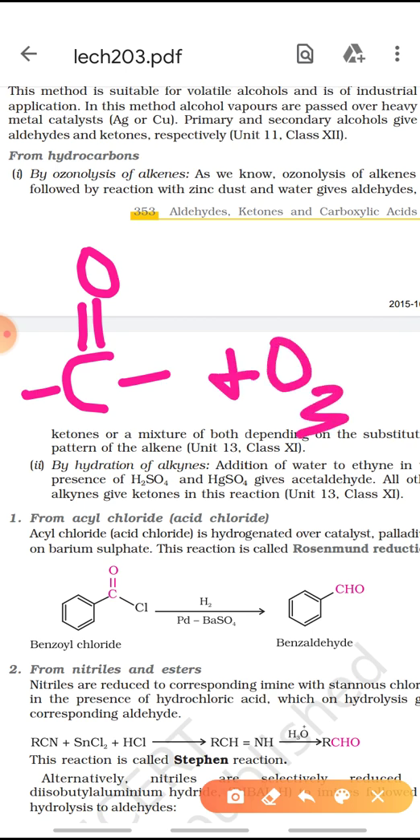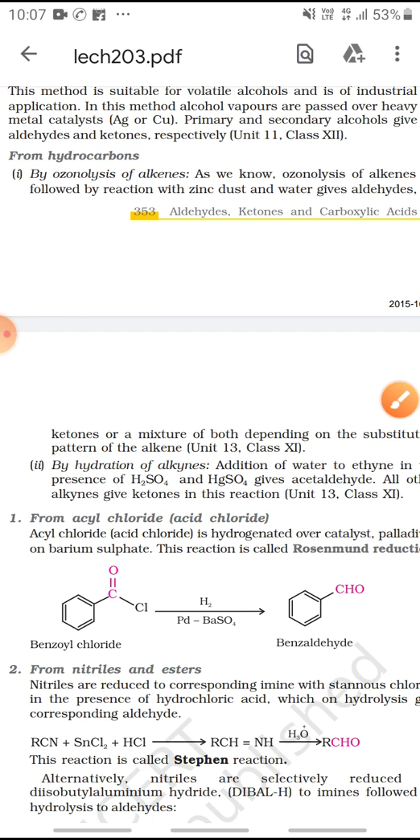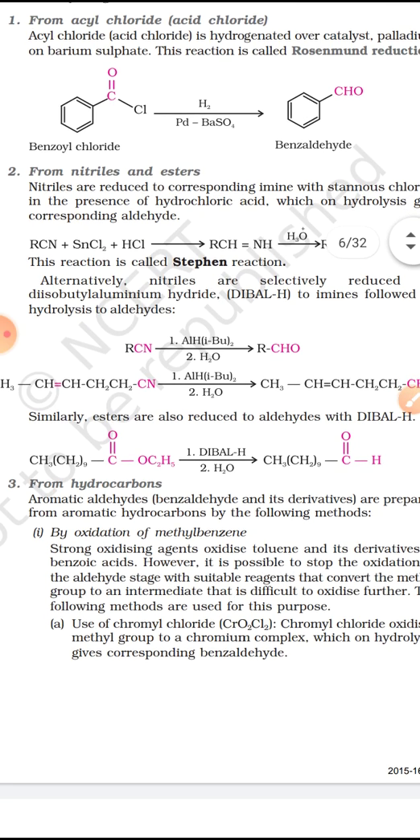It forms an ozonoid compound like this, that we have learnt in the previous class. It forms an ozonoid compound which, on further reacting with zinc followed by water, results in the formation of either aldehyde or ketone. All these methods we have discussed earlier. Now next I am starting with acyl chlorides or acid chlorides.